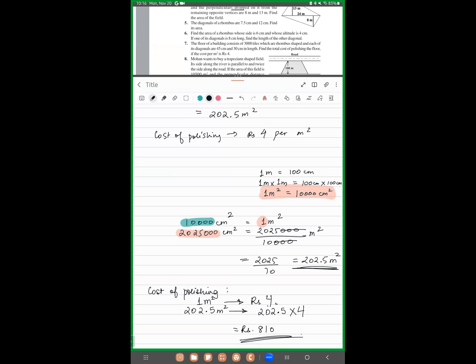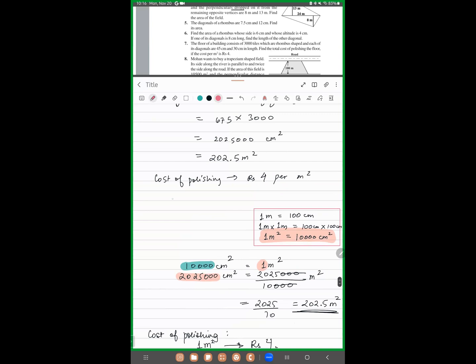And please remember how we got the conversion part, okay? Many students often make this mistake. They think, okay, 1 meter is equal to 100 centimeters, so 1 meter square is going to be 100 centimeters square. This is wrong.